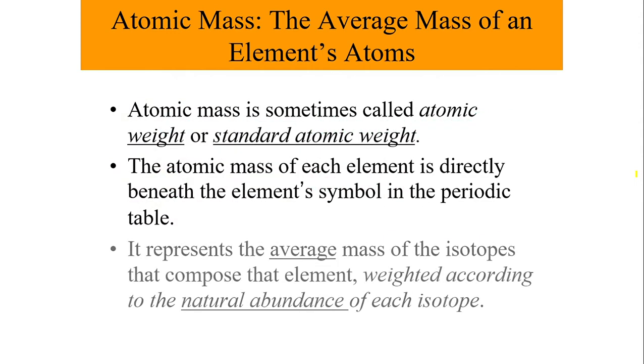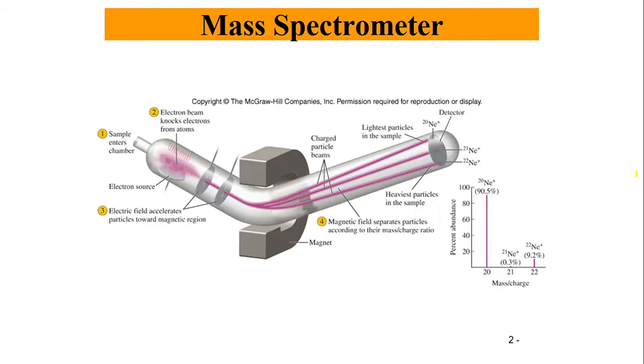Well, remember, C-12, although it is the basis for this system, is not the only isotope of carbon that's available in nature. That number, 12.01, represents the average mass of all the isotopes that compose that element, weighted according to the natural abundance of each isotope. And then you wonder, well, how do we find that? Well, we're going to use an instrument called a mass spectrometer. And what I'm showing you here is not the instrument itself, it's a sketch of it.